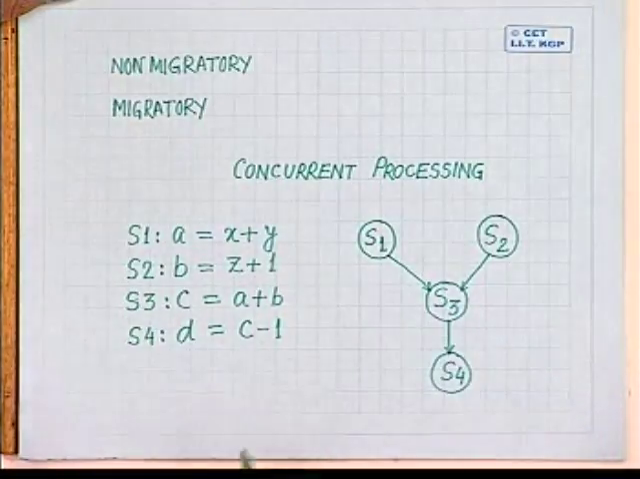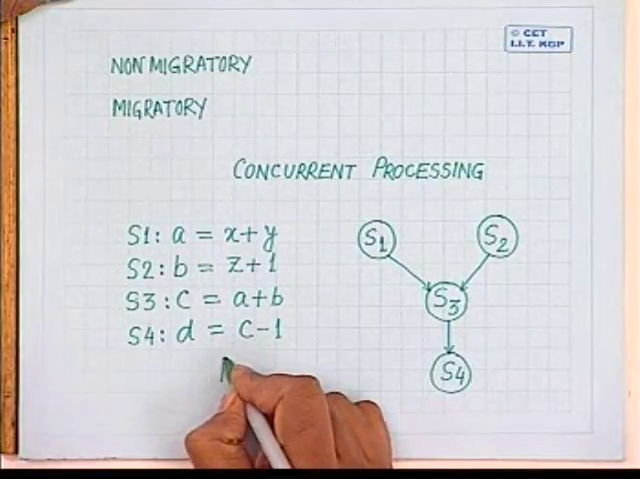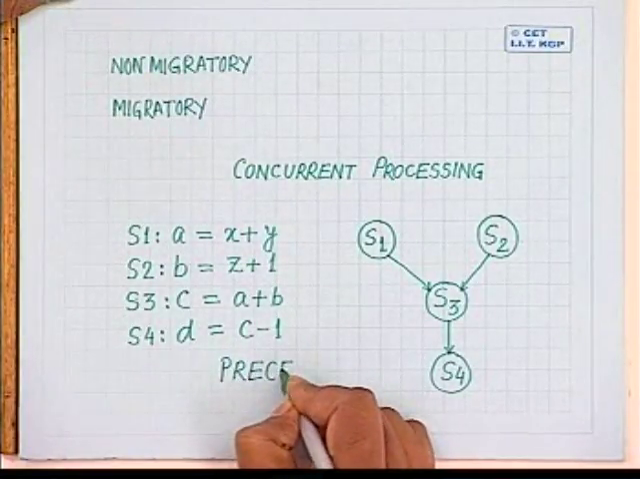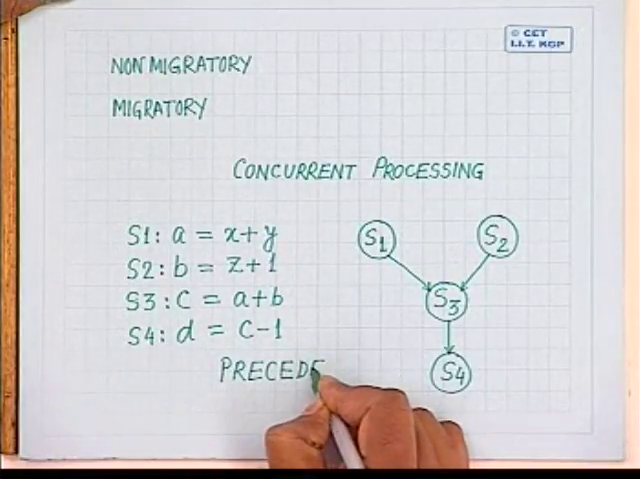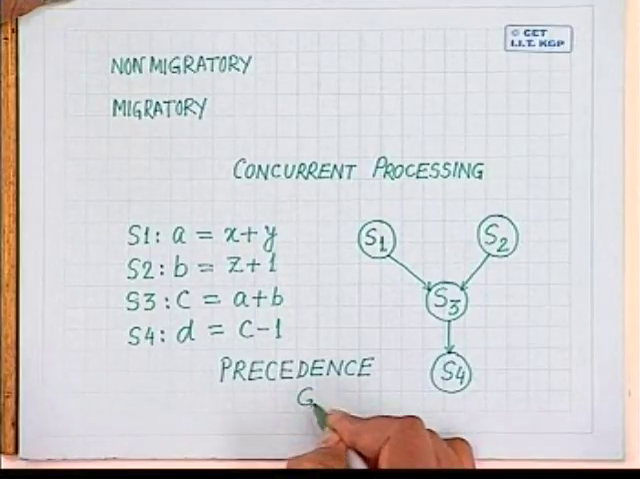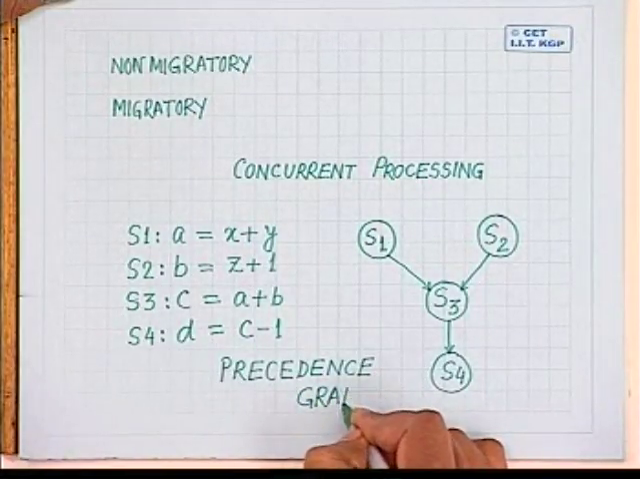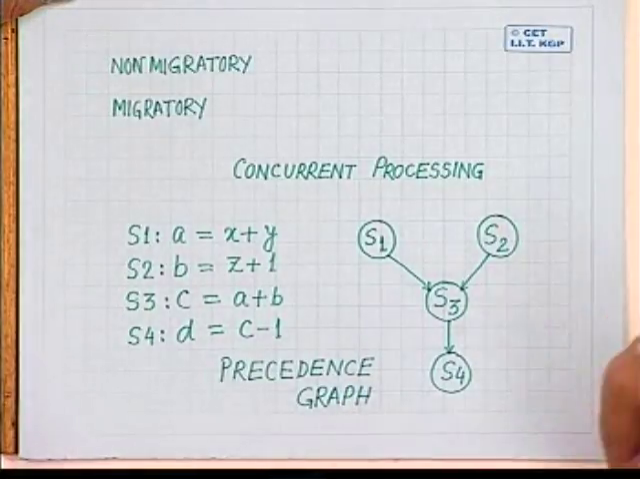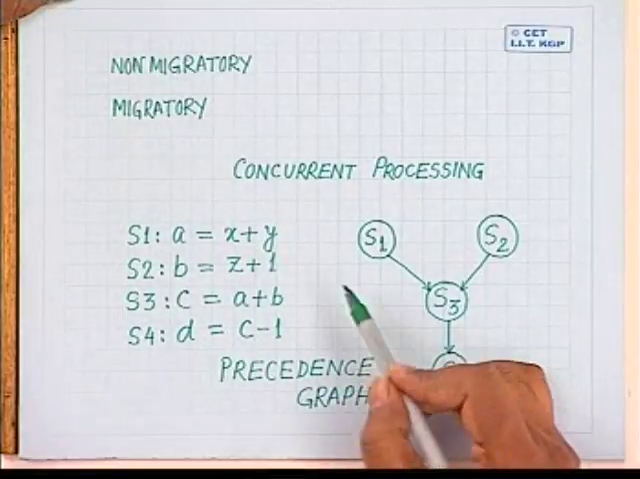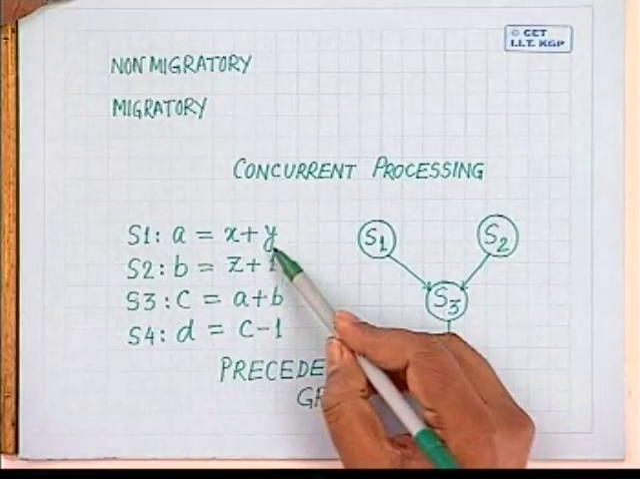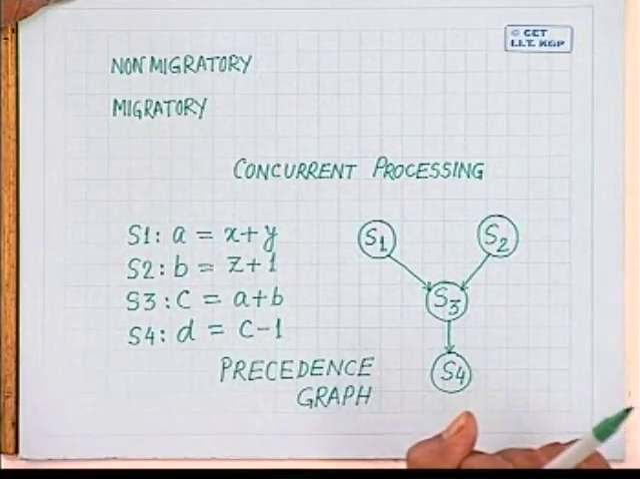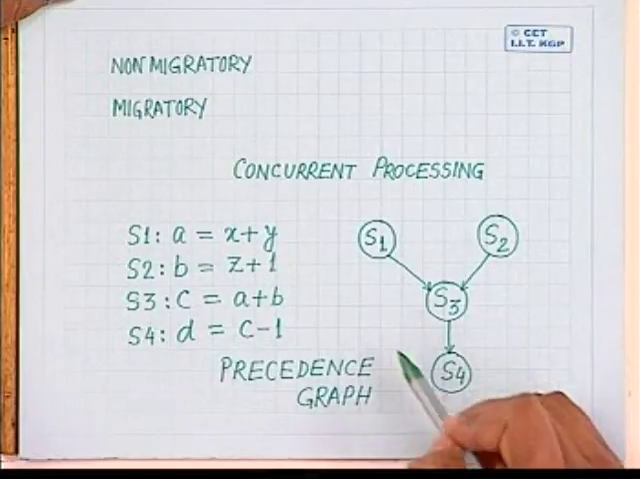Okay. And such a type of graph is called a precedence graph. Because it tells us what is the precedence relationship among the different subtasks of a given task. Okay. So this precedence graph we have constructed with the help of this simple example. Now let us see a formal way in which we can study different subtasks of a given task and we can find out the precedence relation among those subtasks.